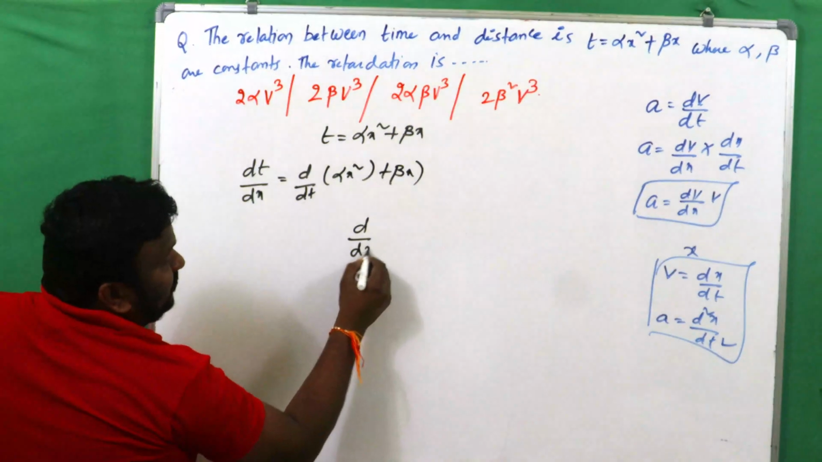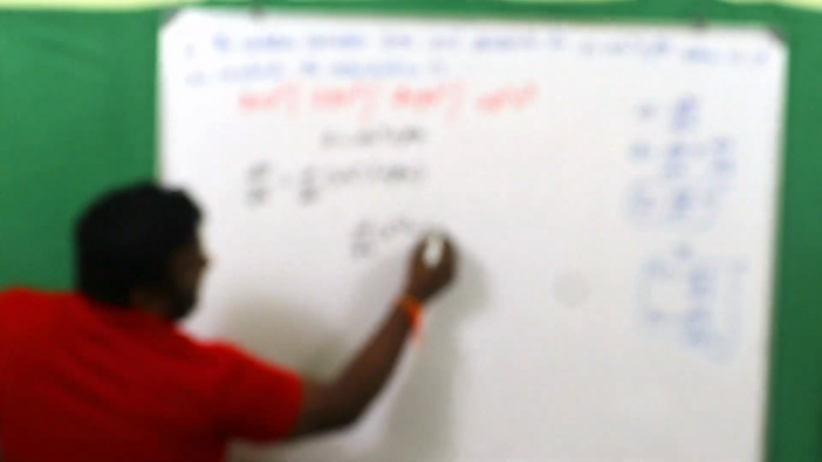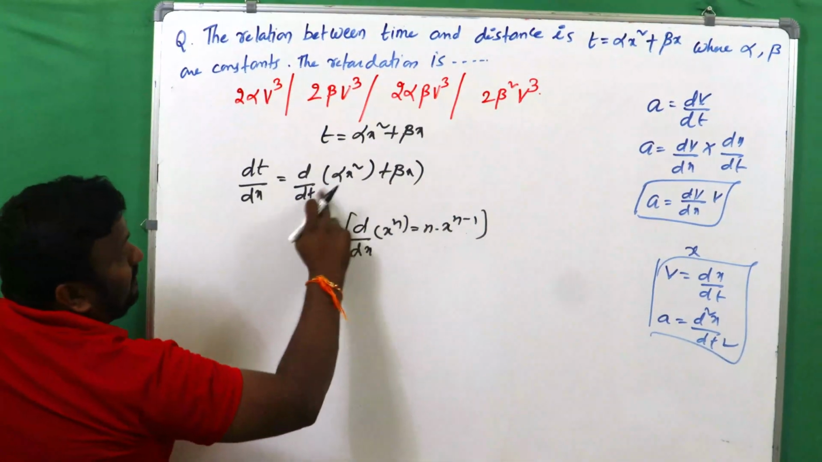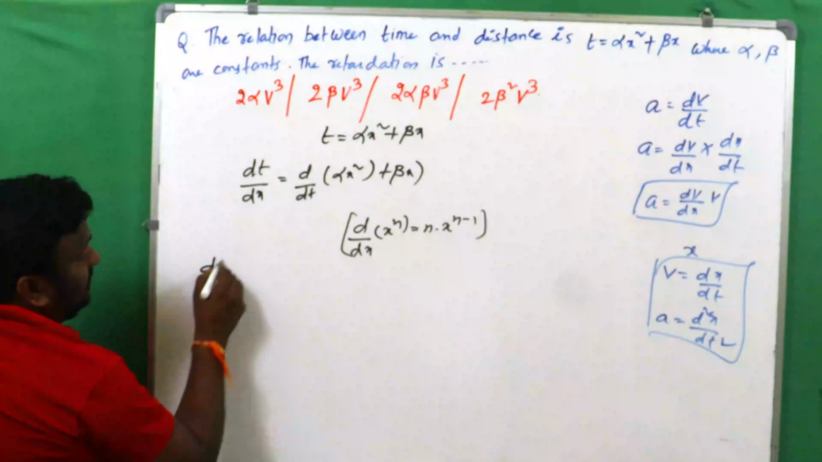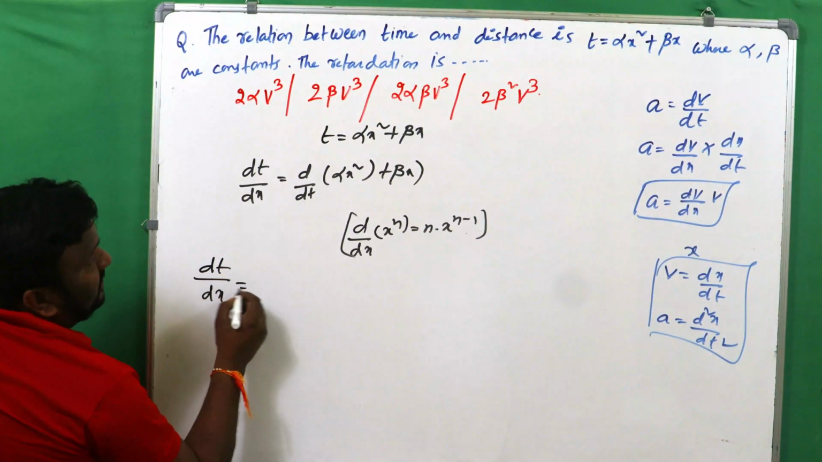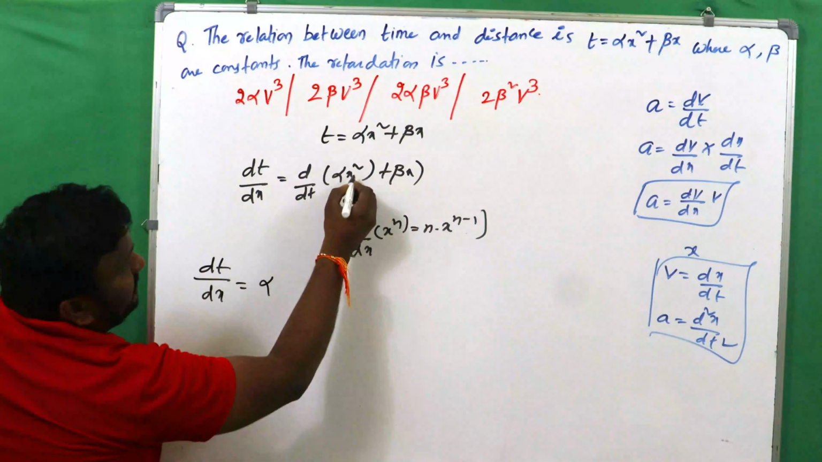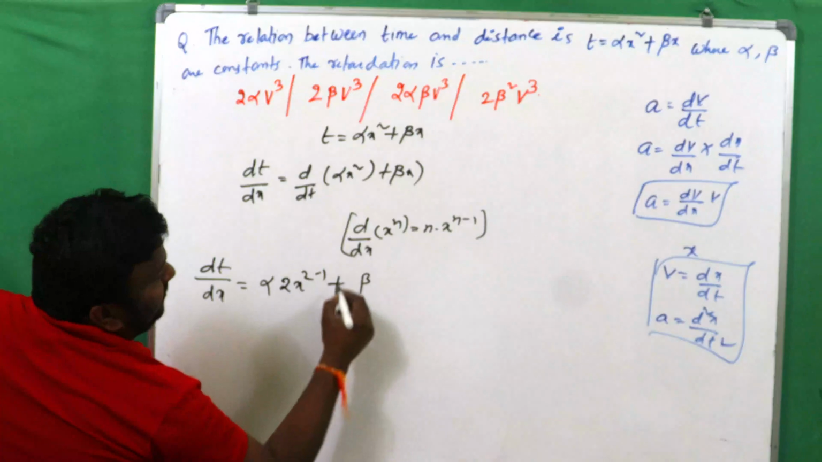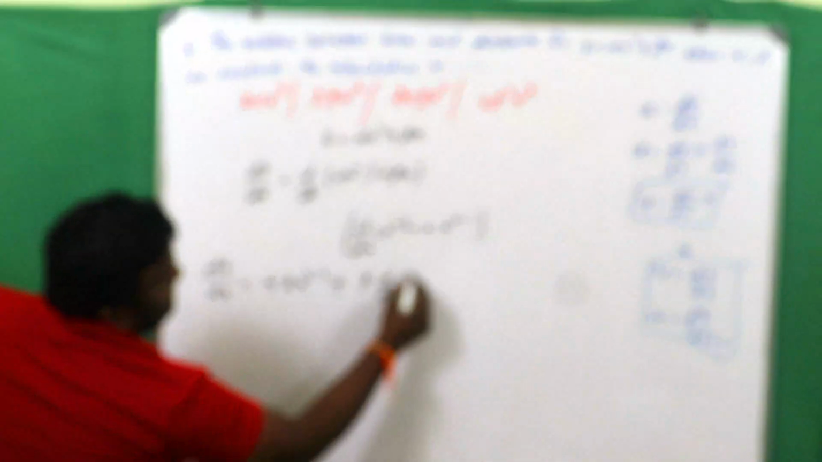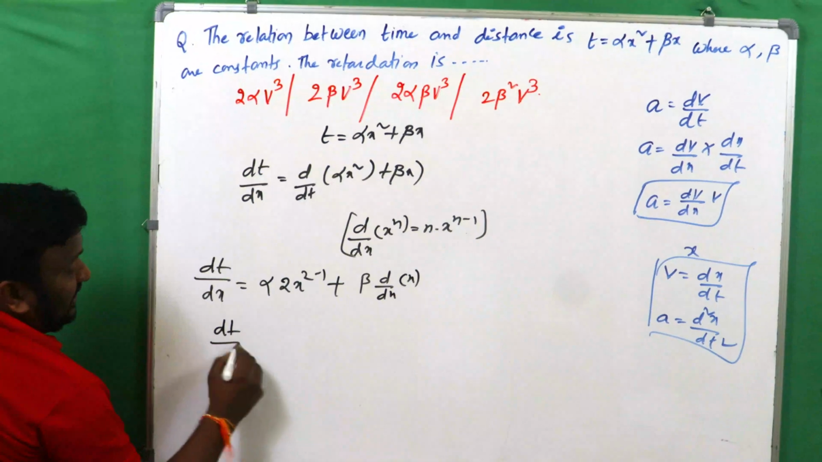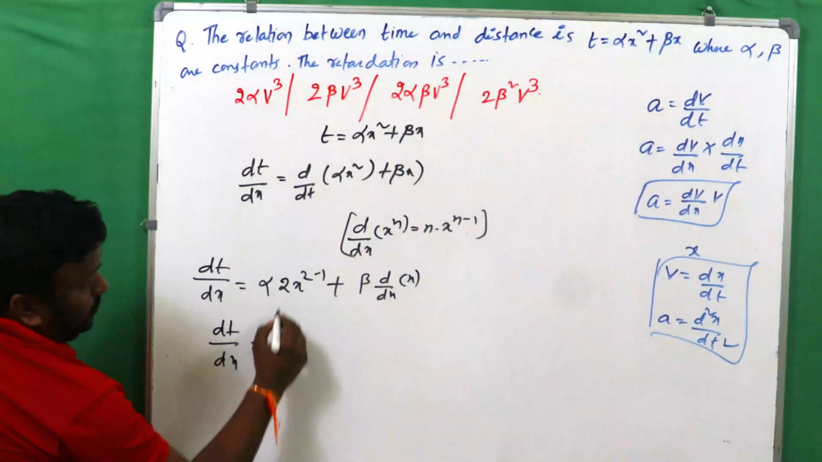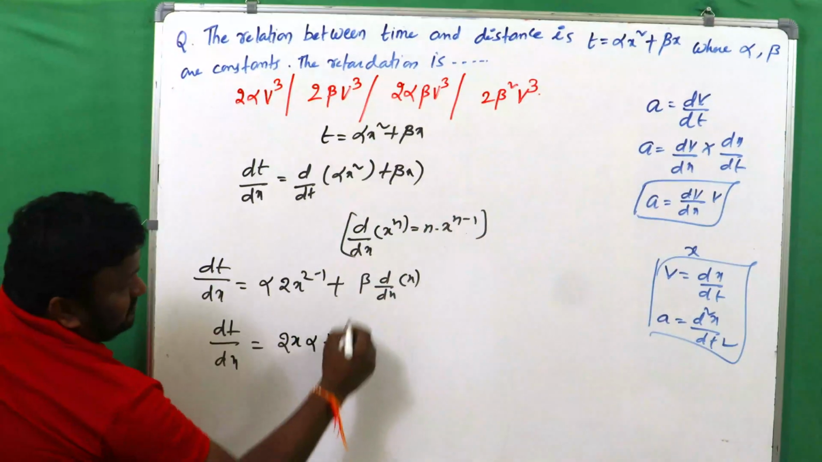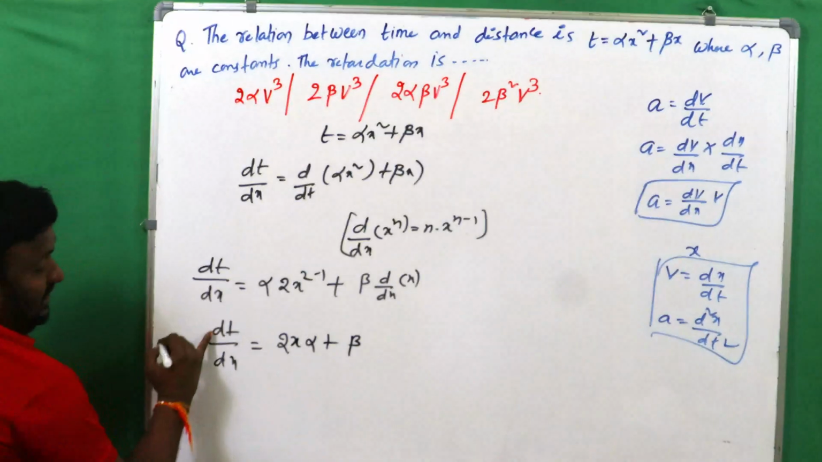So we have one formula here: d by dx of x to the power of n is equal to n into x to the power of n minus 1. And it was mentioned that alpha and beta are constants. Then dt by dx is equal to alpha into 2 into x to the power of 2 minus 1, plus beta into d by dx of x. Clear? Then dt by dx is equal to 2x to the power of 1, so 2x alpha plus beta. So this is dt by dx.